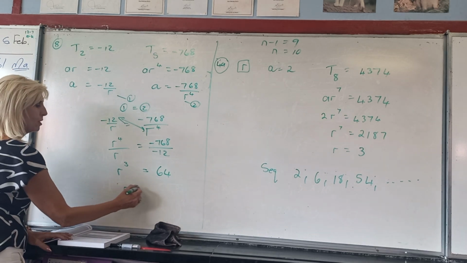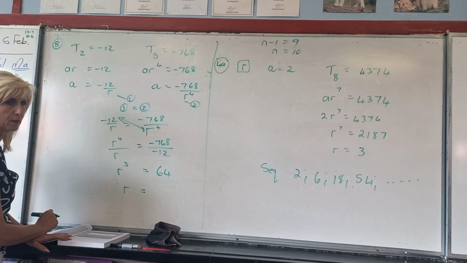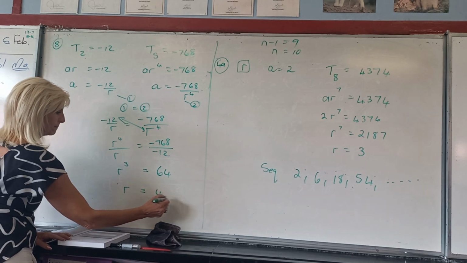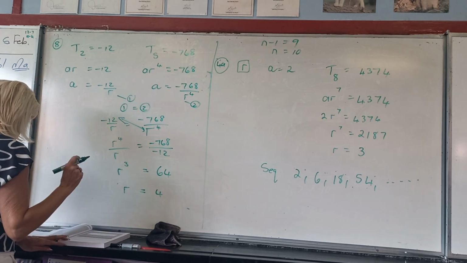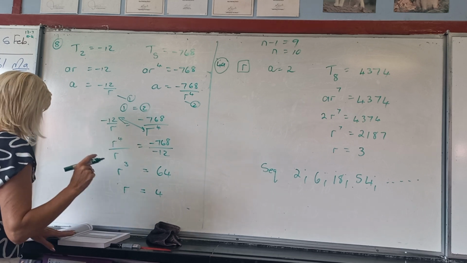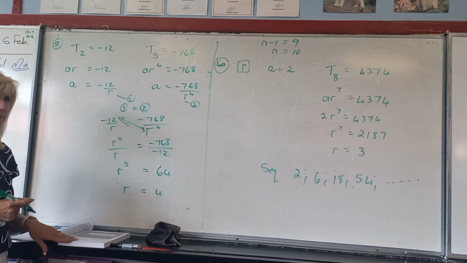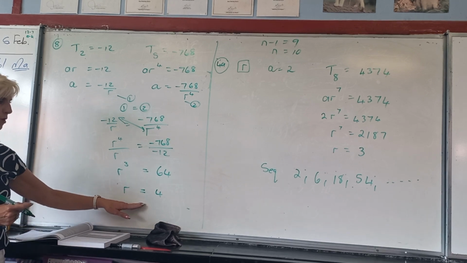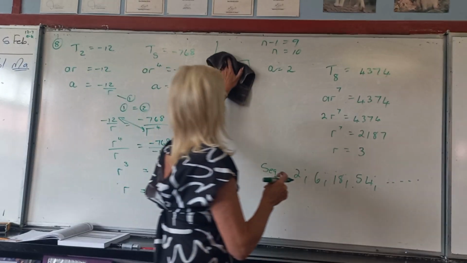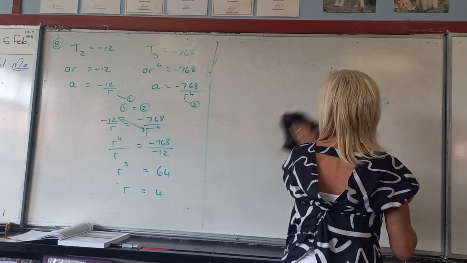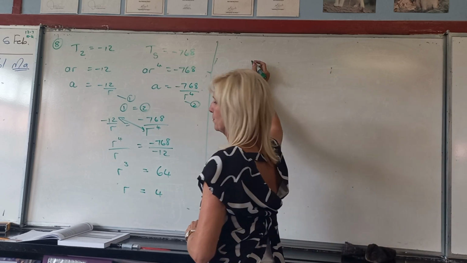To get to the R, you say cube root and you get 4. And the question was, find the first 3 terms. Have I done what I wanted to do? Find the first 3 terms. I've got R. I still need to find A, and if I find the A, then I can find my first 3 terms.